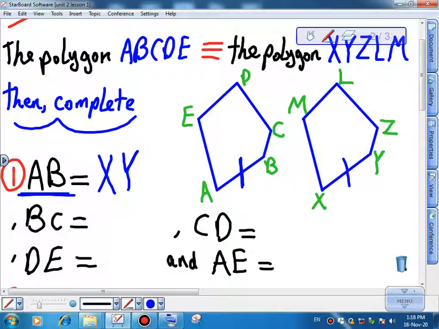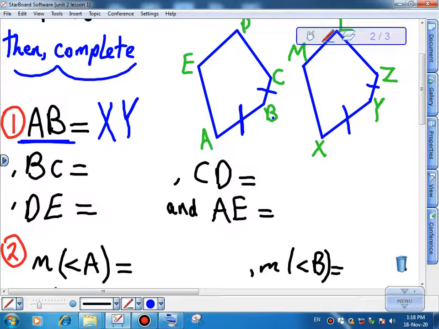The next one, PC, where is the PC? PC here. Is it equal with side MX? No, with side ZY. Sorry, YZ. We start from P, so we must start from Y, not from Z. PC is equal with YZ. If you write ZY it is wrong, because we take the corresponding sides, the corresponding vertices. Okay? So PC is equal with YZ.